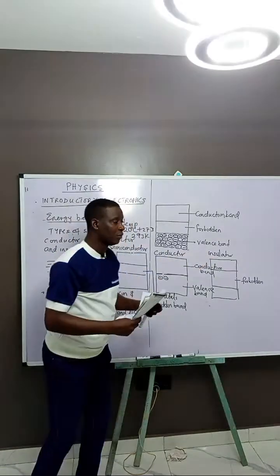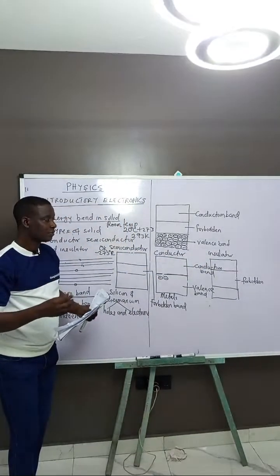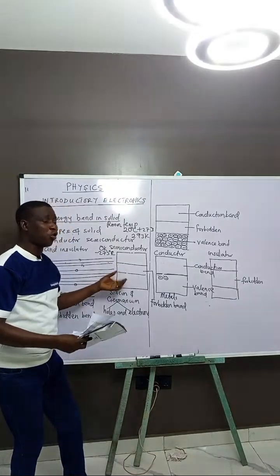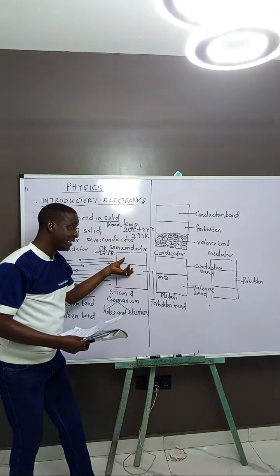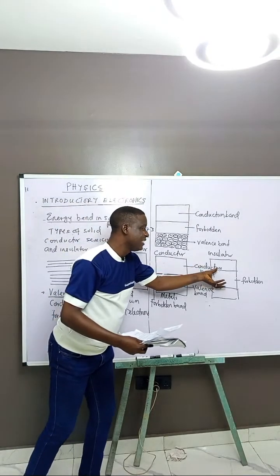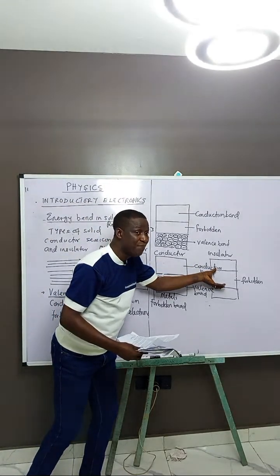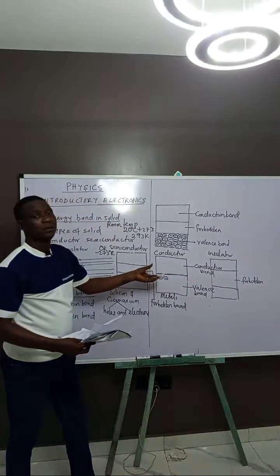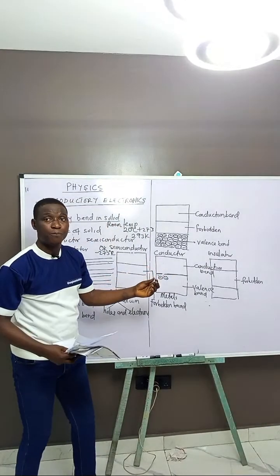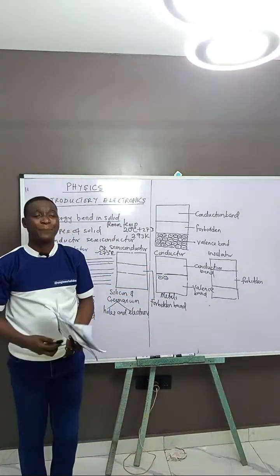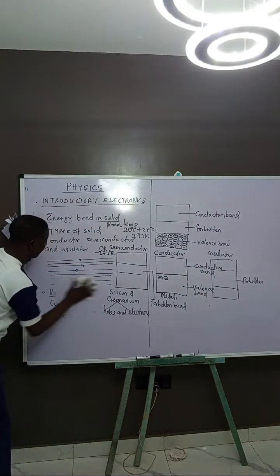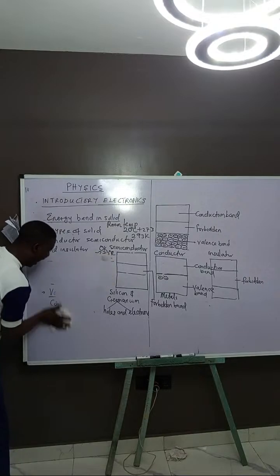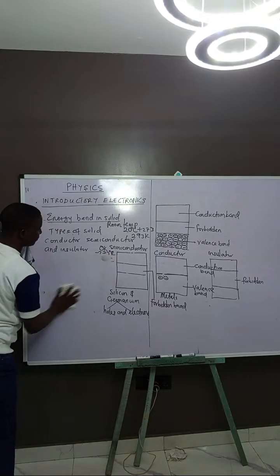That's why we can now say that a semiconductor is a material in which the conductivity lies between conductor and insulator. Number two, a semiconductor has a narrow forbidden band. Insulator has a wider forbidden band, while conductor does not have a forbidden band due to overlapping of the conduction band and valence band.